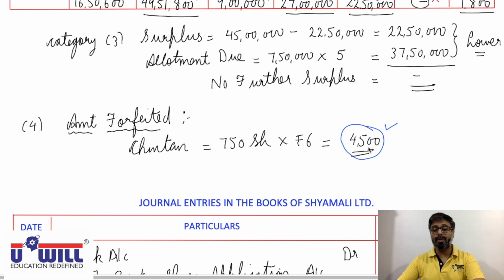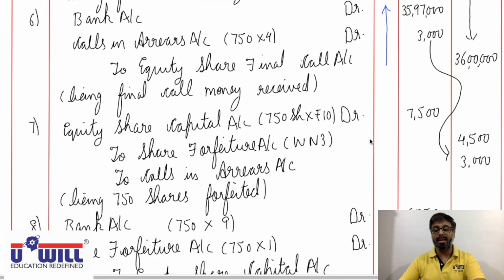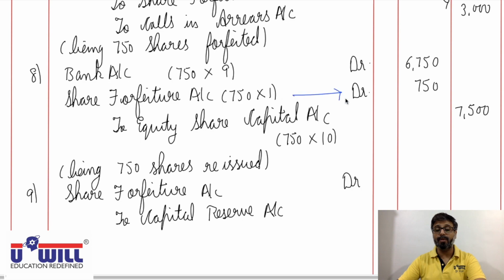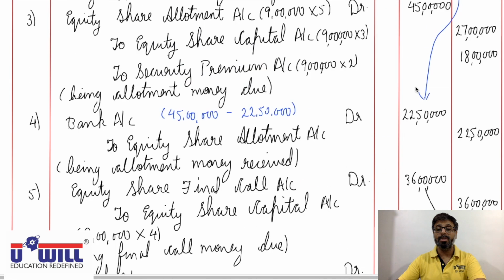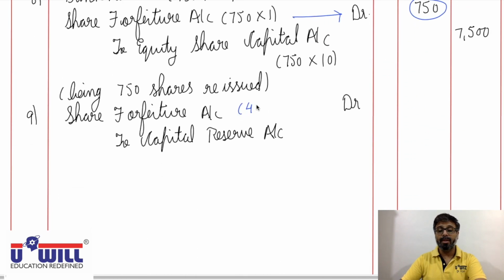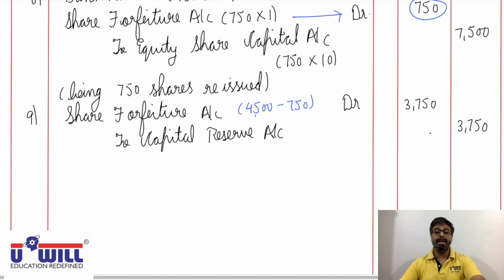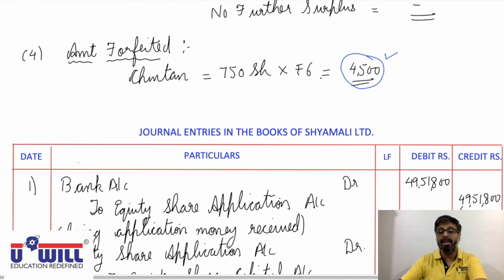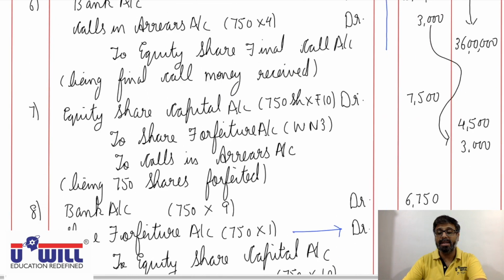So what is the amount forfeited on reissued shares? 4,500. And what is the discount here? You can see in the share forfeiture account, 750 rupees is this discount. So amount forfeited 4,500 on reissued shares minus discount 750. So what is the amount of profit? 3,750. Students, wherever you get confused, you must pause, rewind and listen again so that you get clarity about the concept.